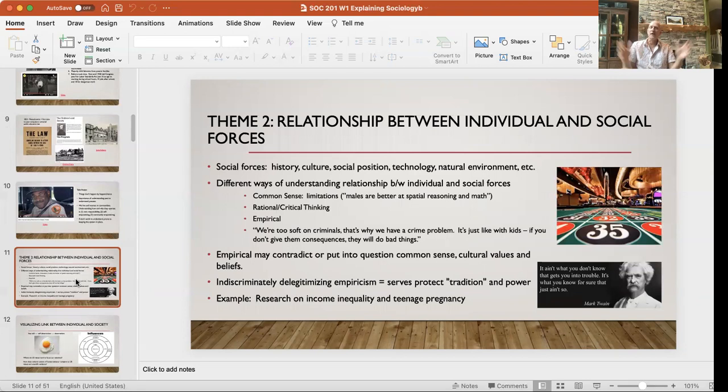Okay, so that's the social sciences, a lot of information, but hopefully it gives you a general orientation or framework for thinking about the value of the social sciences and what they are.